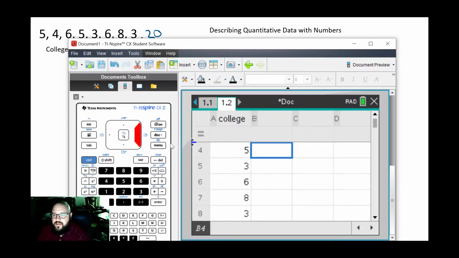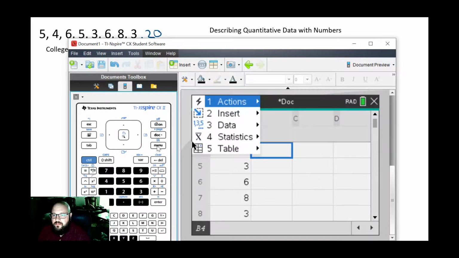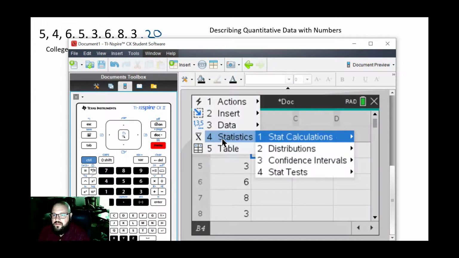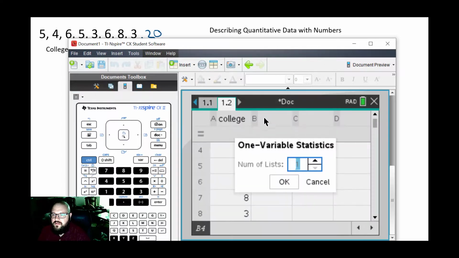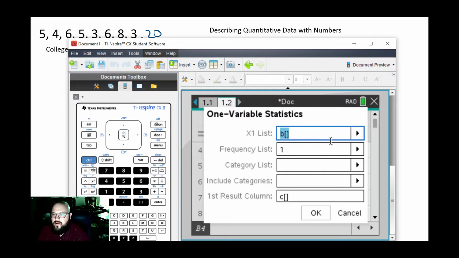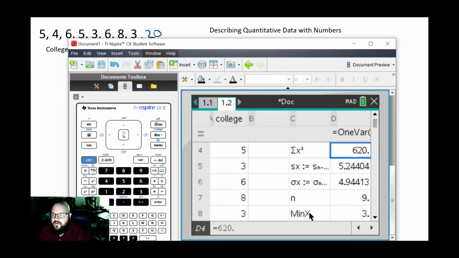then you want to hit Menu, Statistics, Stat Calculations, and it should be one variable Statistics, and just click OK. On this, for the X list, we're going to label it what we called it, college, and then the results are going to go in C, which is fine. So all I got to do, okay.